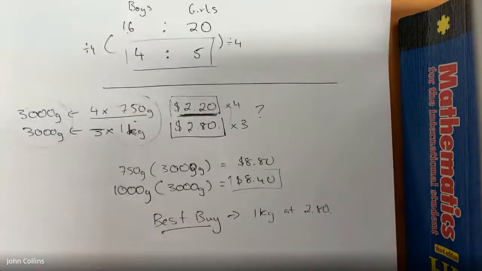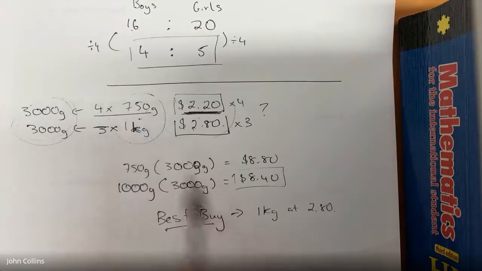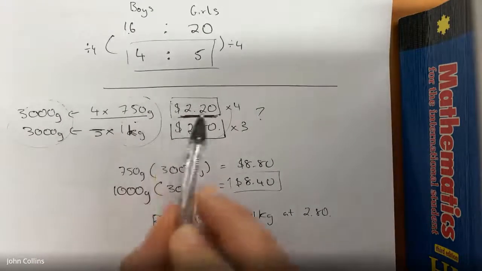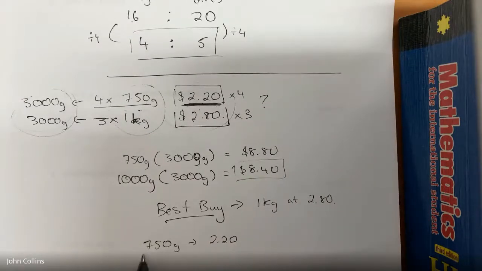Another way you could compare this is to do the price per 250 grams. Remember that my price for 750 grams is 220. So what's 250 grams of this? Let's divide that. If I divide that by 3, I get 250.